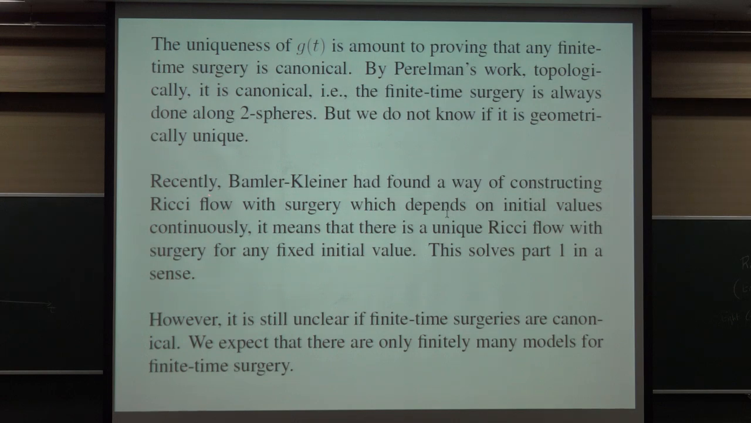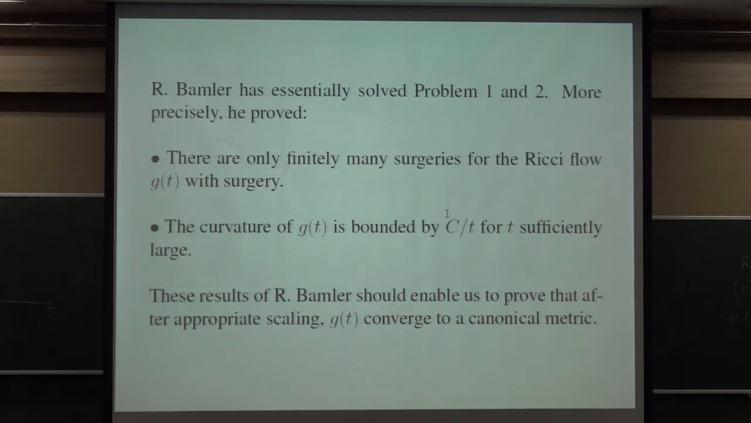And so recently, Bamler and Kleiner found a way of constructing Ricci flow with surgery which depends on initial data continuously. So in some sense they got uniqueness, but they still don't know whether the surgery is canonical, and the geometry is not fixed. So this solves part one in a weaker sense. I emphasize this because I believe it should be doable now. After this, Bamler has essentially solved problems 1 and 2.